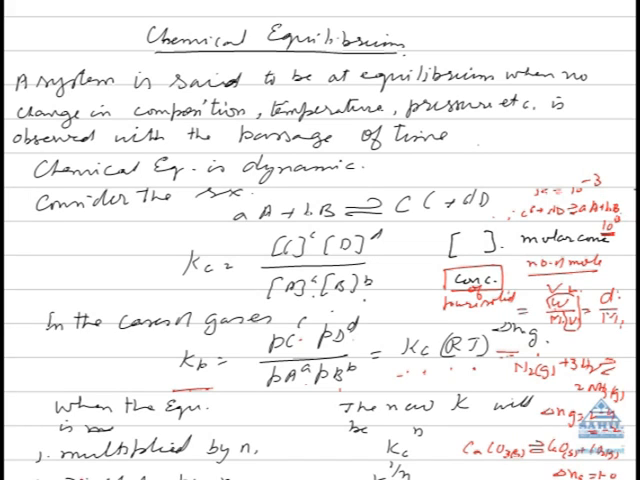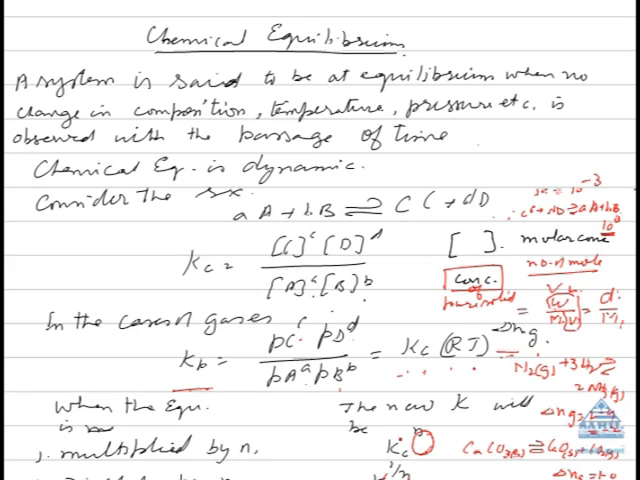If the expression is multiplied by any factor, then the equilibrium constant is raised to the same power. In the same way, if the expression is divided by any number n, then the equilibrium constant is raised to the power 1 upon n. Supposing you multiply it by half, the equilibrium constant will be raised to the power half. If you multiply it by 3, the equilibrium constant will be raised to the power 3.